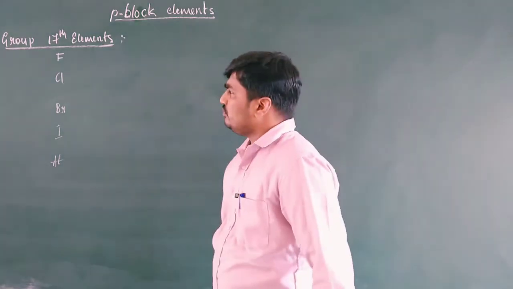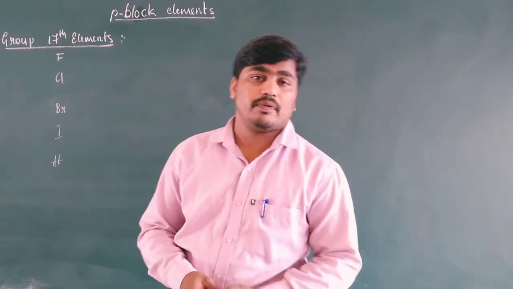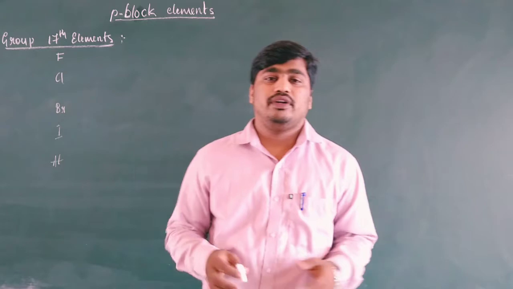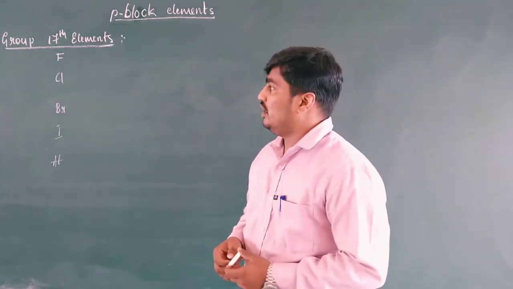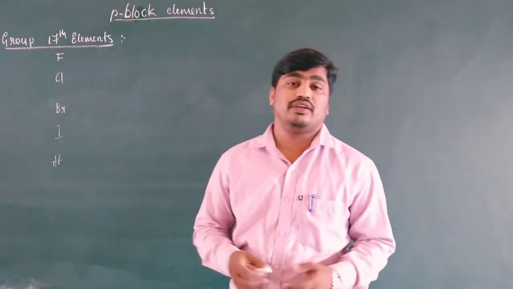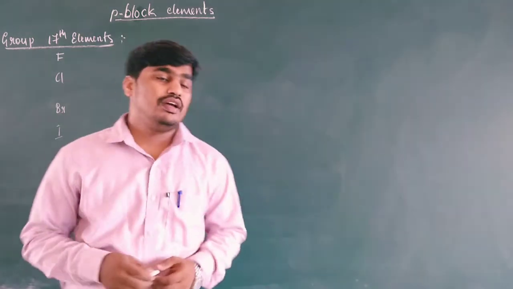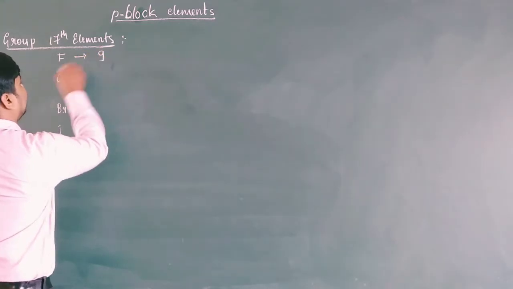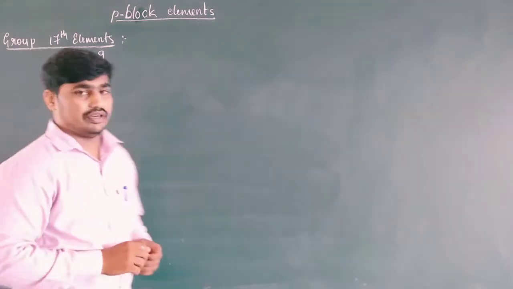Then what are the atomic numbers, the general properties of these elements, and their occurrence? All these things we study under this category. The first thing is what is the atomic number of these elements? We start with 9. Fluorine has atomic number 9.